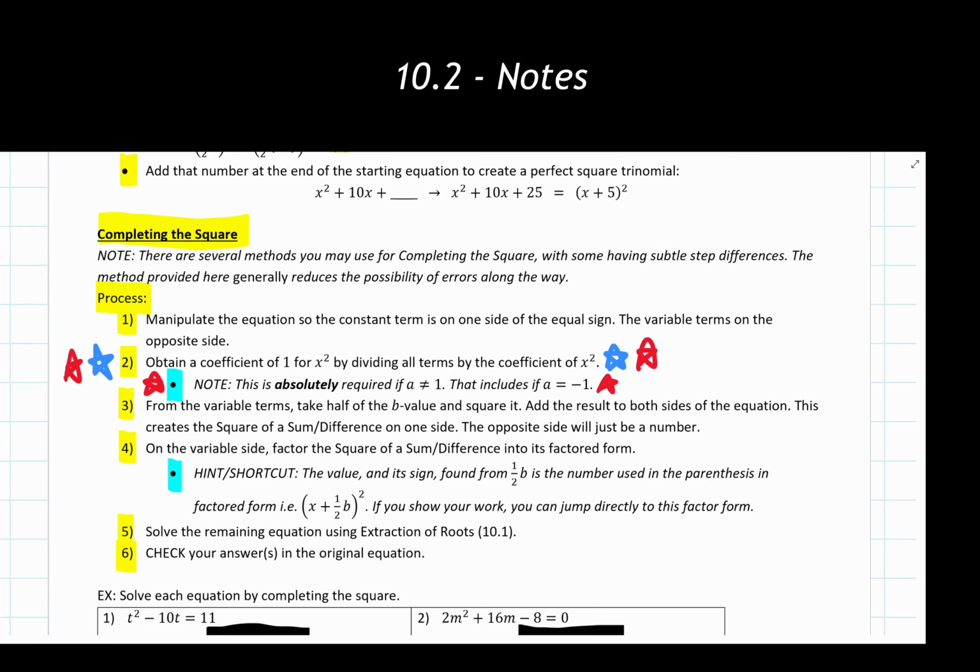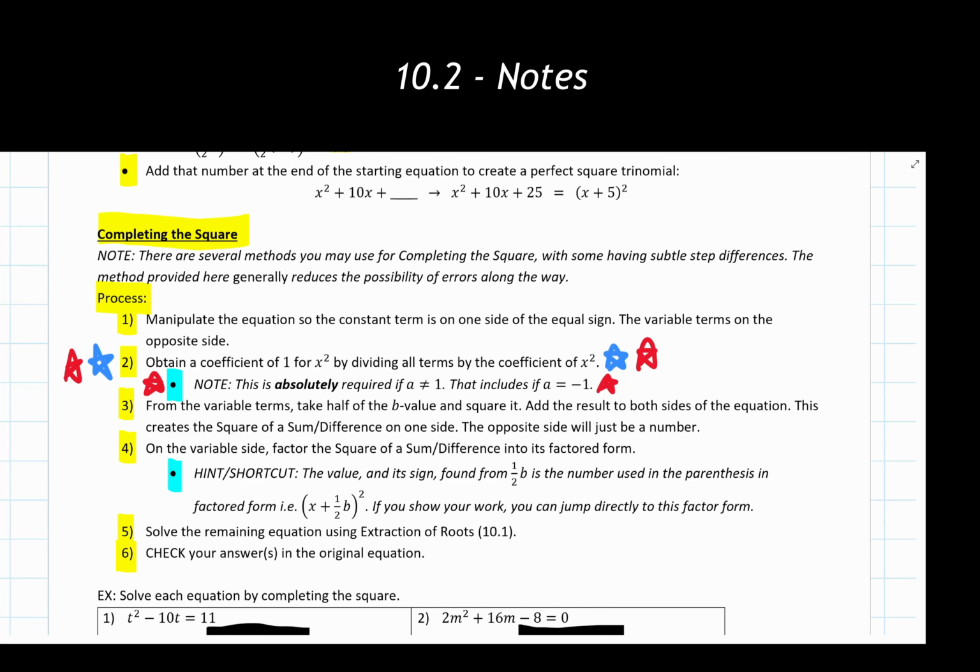It's absolutely required if the coefficient a is not equal to 1. That means even if the a value is negative 1, I still need to rewrite it. This is a big step here that essentially will make or break everything else in this process. If you do not do this step, everything else falls apart.